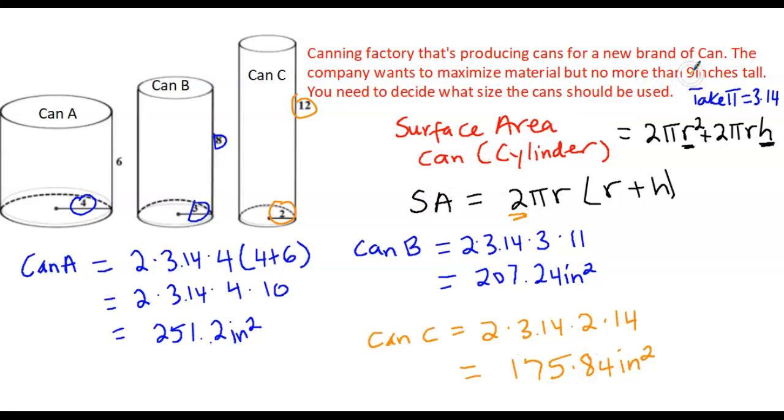We have to look at the next requirement, which is 9 inches. The height is 12, so we have to reject that one and then go for can B. So we will recommend can B. This is the one that we will recommend for them to use.